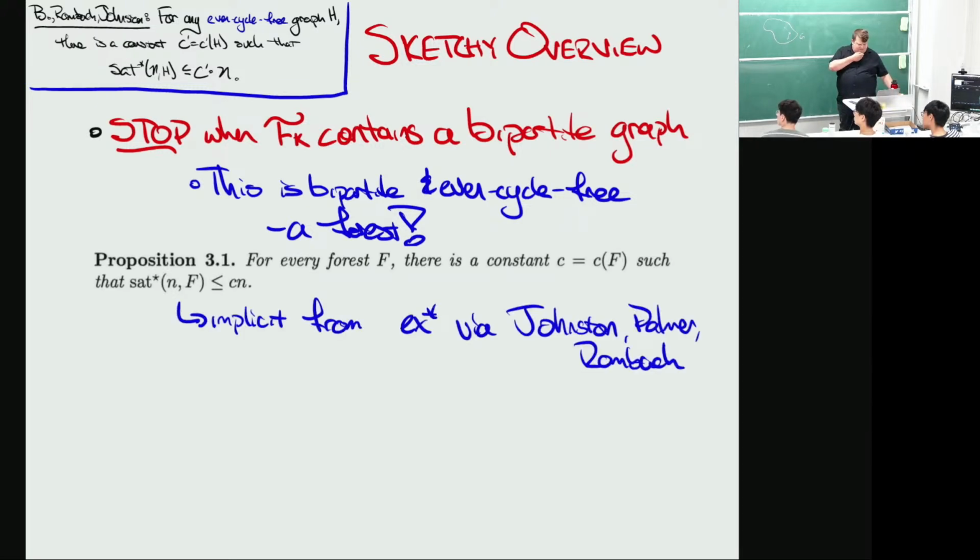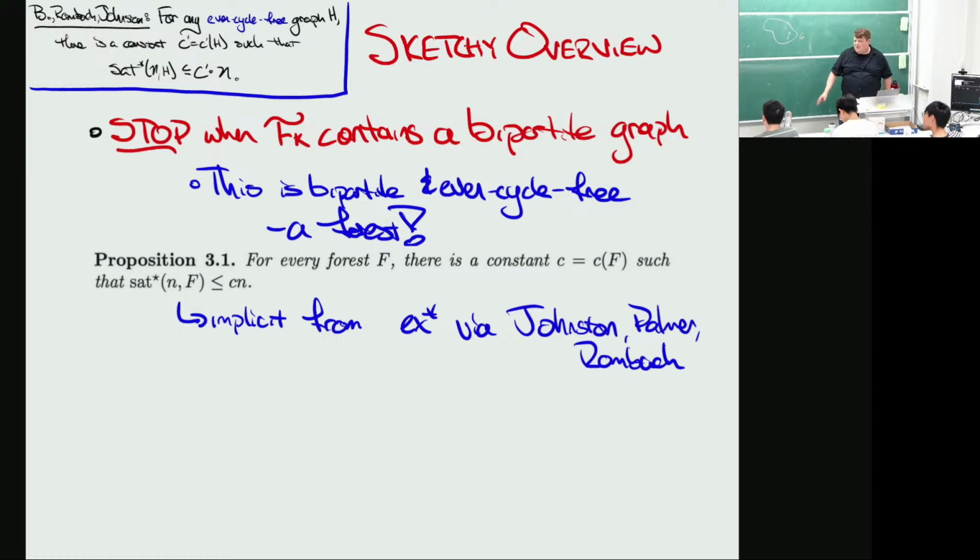And there's a theorem which is implicit in the work of Corey Palmer and some others, again, Dan Johnston and Puck Rumbach, which gives you a constant for the rainbow saturation number for forests. Okay. In fact, they prove an upper bound on the extremal number for forests, but the rainbow extremal number is at least as big as the rainbow saturation number.